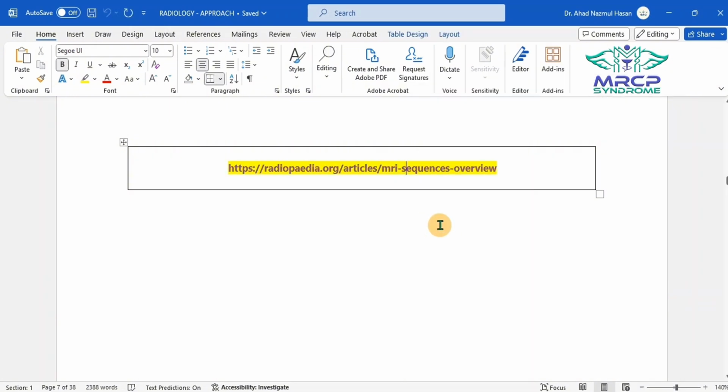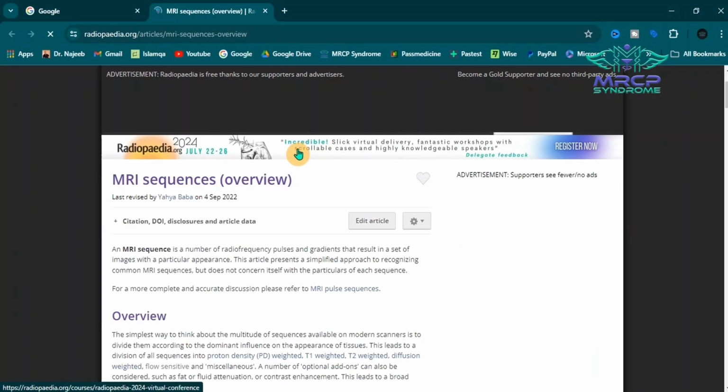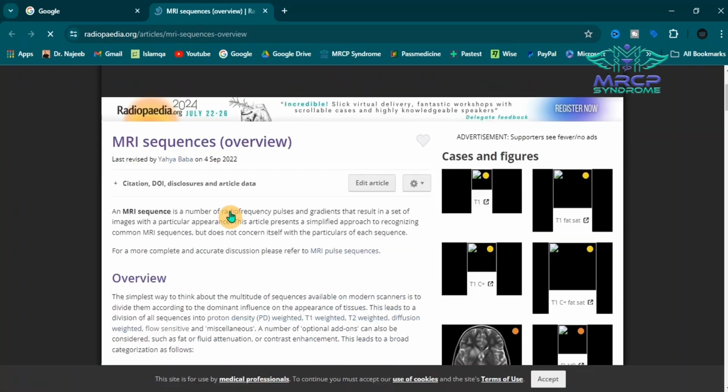So here is the link, most probably from the Radiopaedia. You can just go for the self-reading with respect to the MRI sequence by opening this link.